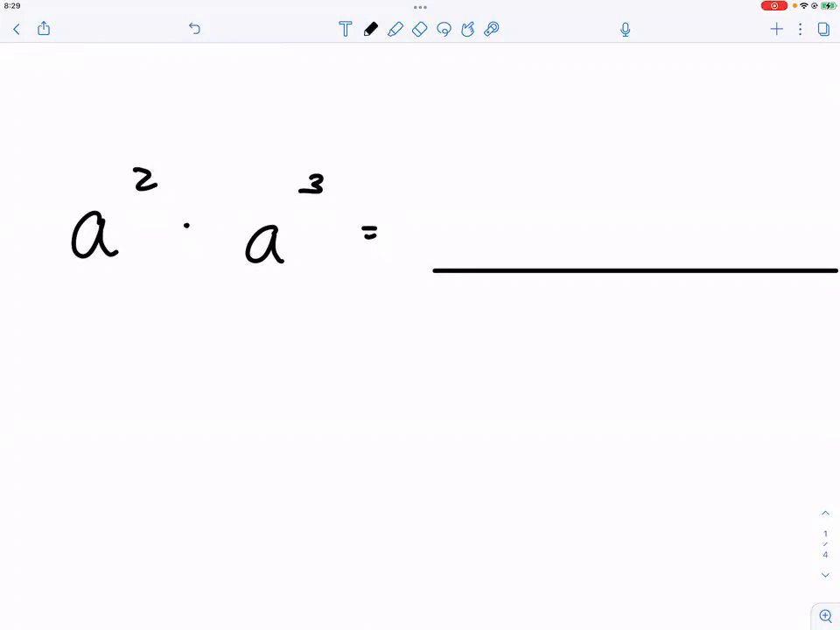All right, so what's the answer? A to the fifth power. And what's the reason that it's a to the fifth power? Why would you add them? Well, yeah, but there's a reason why you add them. Can anyone explain why it's a to the fifth without talking about the rule? Anyone? Avery? Speak louder.